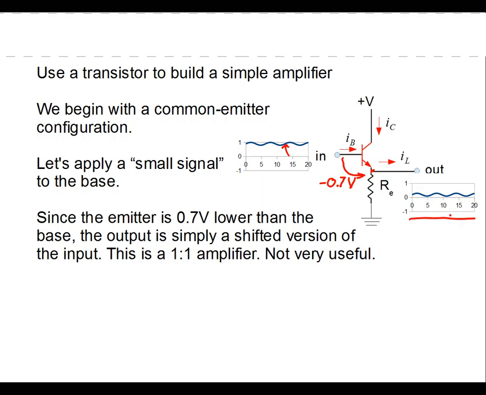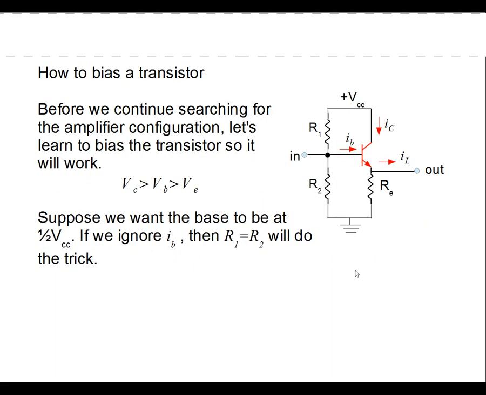Well, what's the problem with that output? The output is basically shifted, but it's a one-to-one amplifier, and we pretty much should convince ourselves we can't build a useful amplifier using a common emitter. Okay, so let's go through and see how we're going to do this, but in order to do it, we're going to have to look at how to bias a transistor.